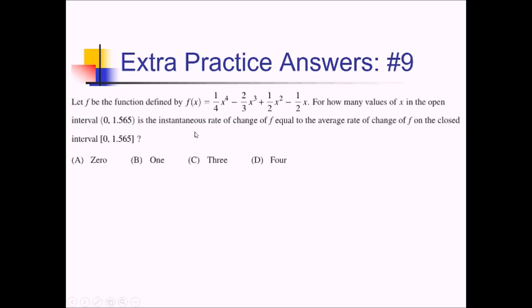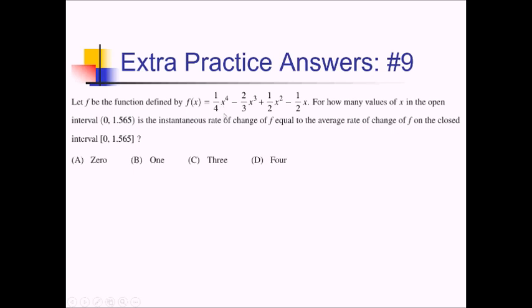Average rate of change, there's a couple ways to do it on this one. Since you have the original function, you could do f of 1.565 minus f of 0, and then divide that by 1.565 minus 0, and that would be just fine. Another way to do it is to find the average value of f prime. Now, I'm going to do the second way. I mean, I have to find f prime anyway so that I can set it equal to whatever the AROC comes out to. So let me start by getting f prime.